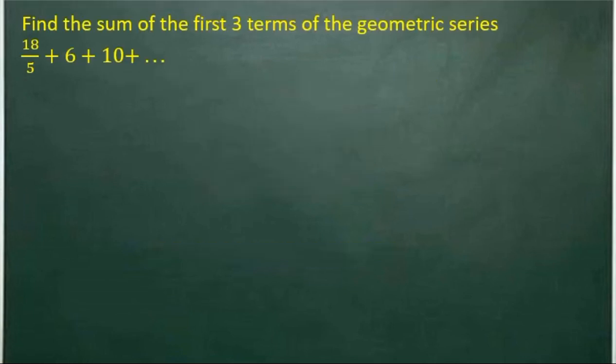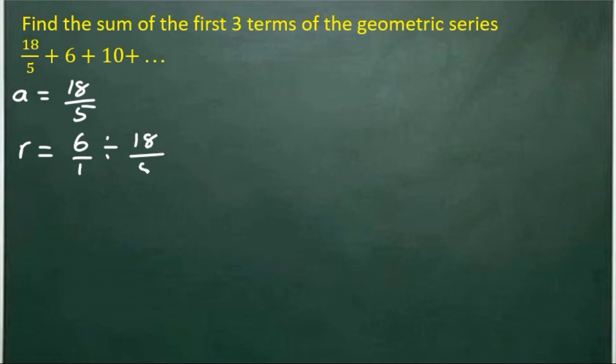Okay, let's begin. The first question we have here is: find the sum of the first three terms of the geometric series, and the series is given by 18 over 5 plus 6 plus 10. Now the first term of this series, a, is 18 over 5, and the common ratio r is given by the second term, 6, divided by the first term, 18 over 5, because we said that the common ratio r is the second term divided by the first term. So that's how to obtain the common ratio.